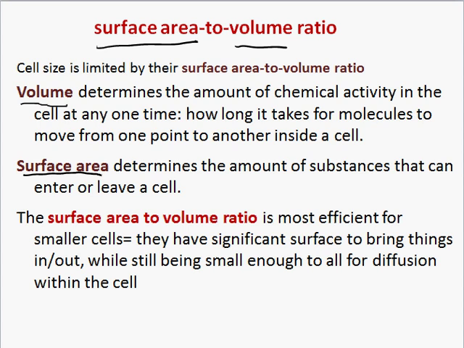And this brings us to the concept of the surface area to volume ratio. And it turns out it's most efficient for smaller cells because they have enough surface area to bring the stuff in and out they need, food and oxygen, for instance, but they're small enough that the stuff, once it gets in the cell, can diffuse around in a reasonable amount of time.